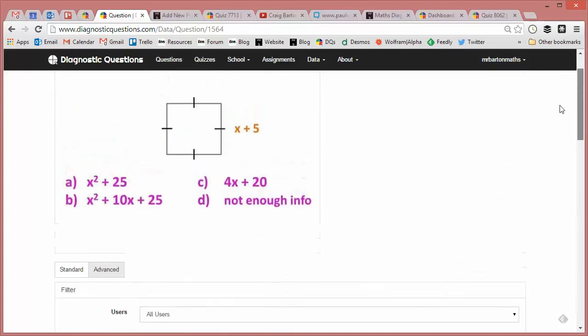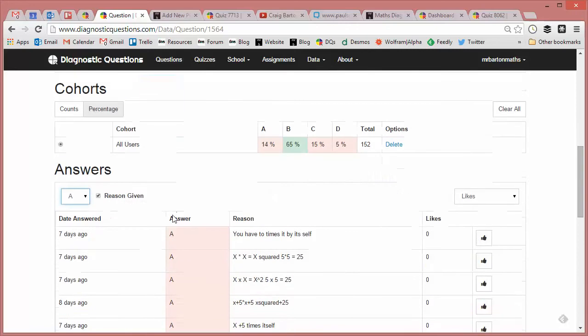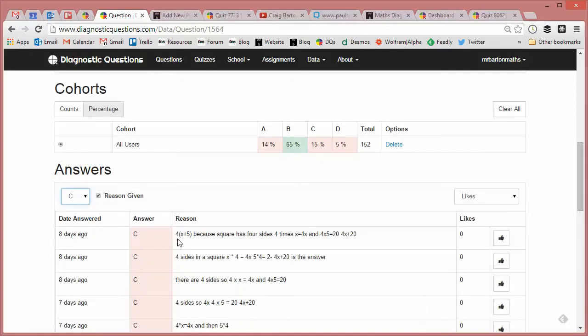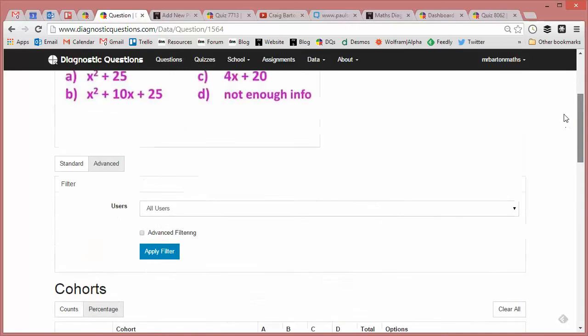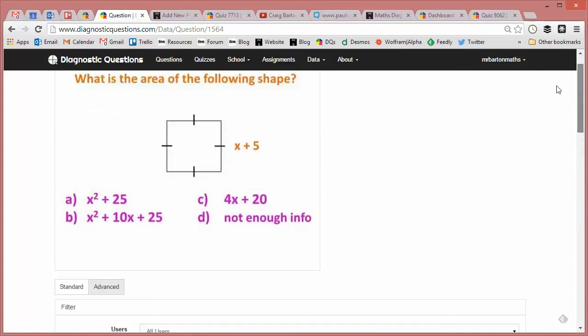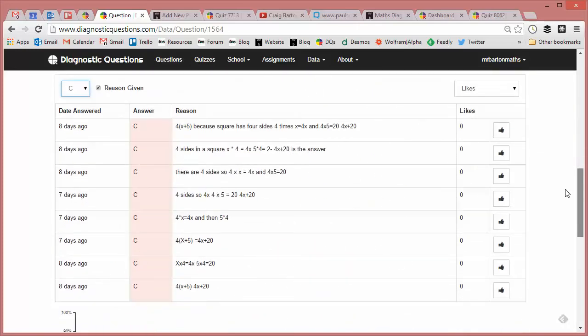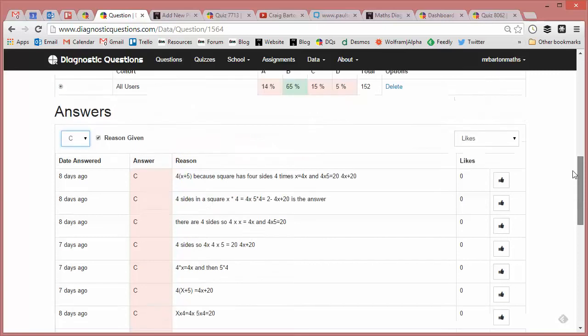What about C, 4x plus 20? What are students doing to get 4x plus 20? Well, let's have a little look. I love this one: 4 brackets x plus 5, because a square has 4 sides and x times 4 is 4x and 4 times 5 is 20. A beautiful explanation, but of course that's a beautiful explanation for the perimeter of the shape. So these students all have a misconception or a mistake when it comes to area and perimeter, but their algebra seems pretty sound. So that's something that we could rectify very simply in the classroom.